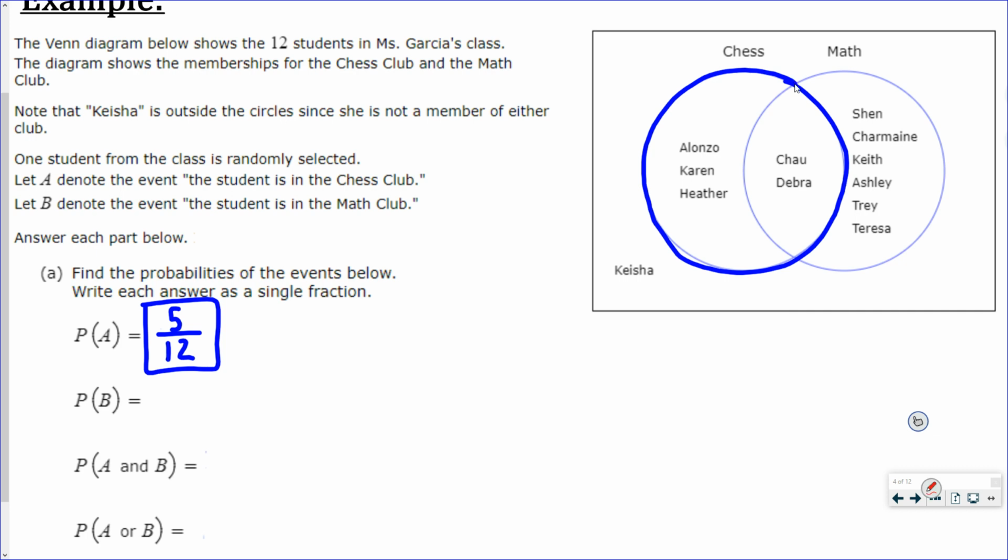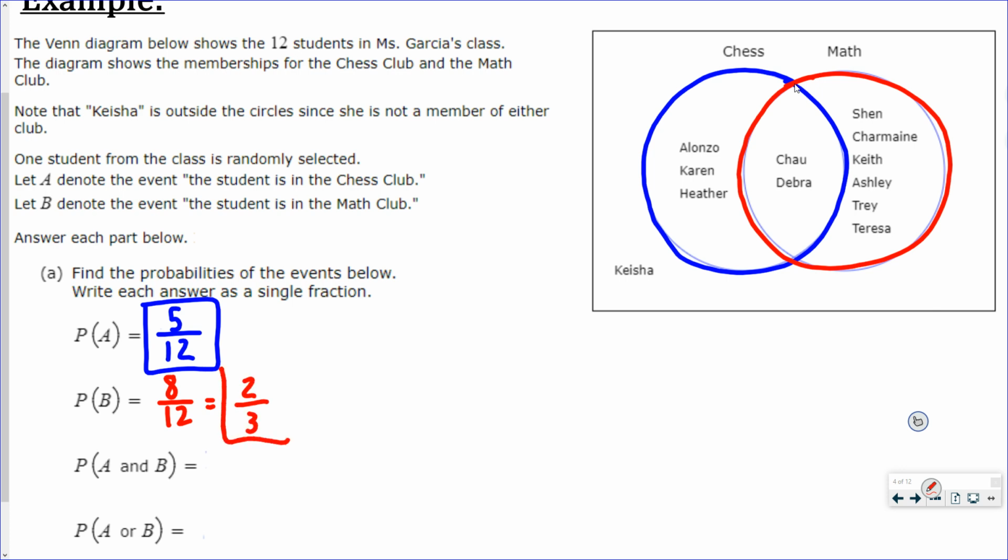B is the students are in the math club. Oh yeah, there's way more in the math club. That makes sense. Let's count. 1, 2, 3, 4, 5, 6, 7, 8 out of 12. Which can be reduced to 2 out of 3, 2/3.